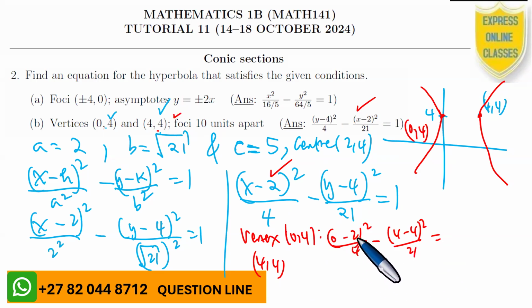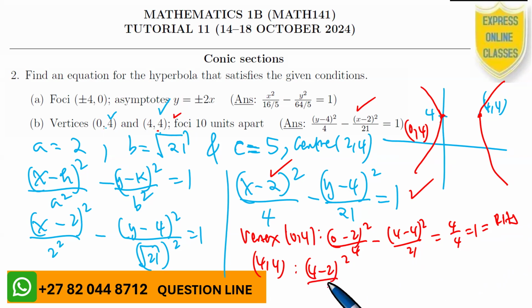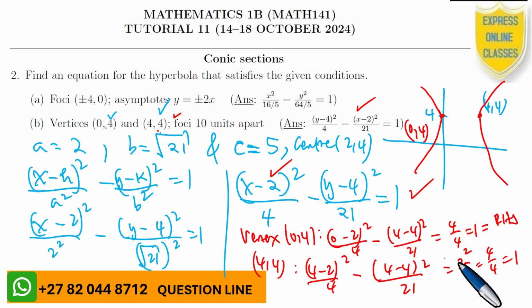And then now this is minus 2 squared, which is 4 over 4. Because this one is 0, which is 1, which is equal to the right-hand side. So indeed, we expect 1. But also, if you substitute the 4, 4, it's going to be 4 for x, which is 4 minus 2 squared over 4. The y is going to be 4 minus 4. You square it over 21, and 4 minus 2 is 2 squared over 4. What is 2 squared? It's 4 over 4, which is 1 indeed.